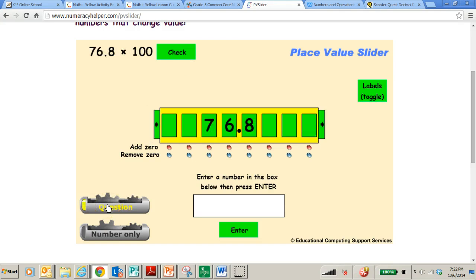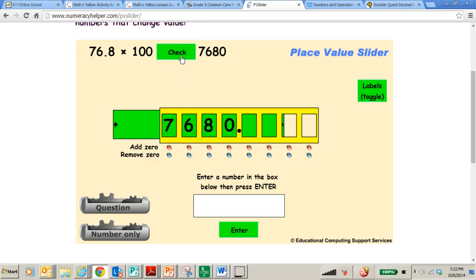Let's try another one. What happens if we make a number 100 times bigger? That means we're going to move 2 spaces, but I do need to add in an extra 0. I can't just leave it blank. And so I have 7,680.